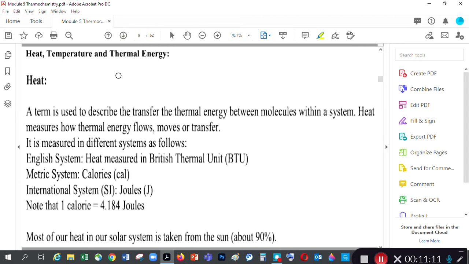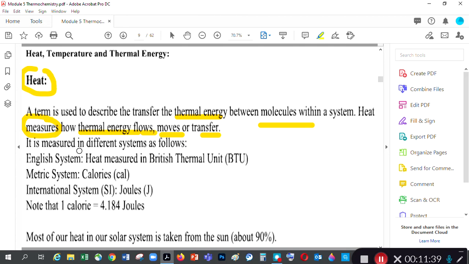Heat, temperature, and thermal energy. Let's define first the heat. Heat is a term used to describe the transfer of thermal energy between molecules within a system. Heat measures how thermal energy flows, moves, or transfers. So the heat measures how thermal energy flows, moves, or transfers.